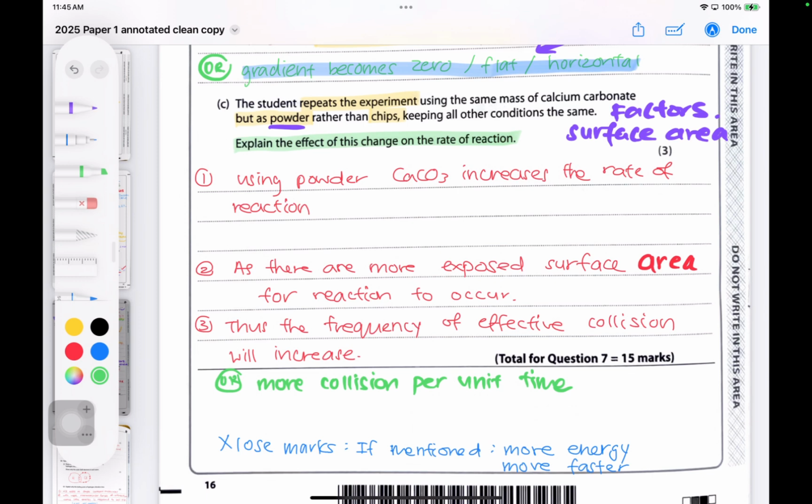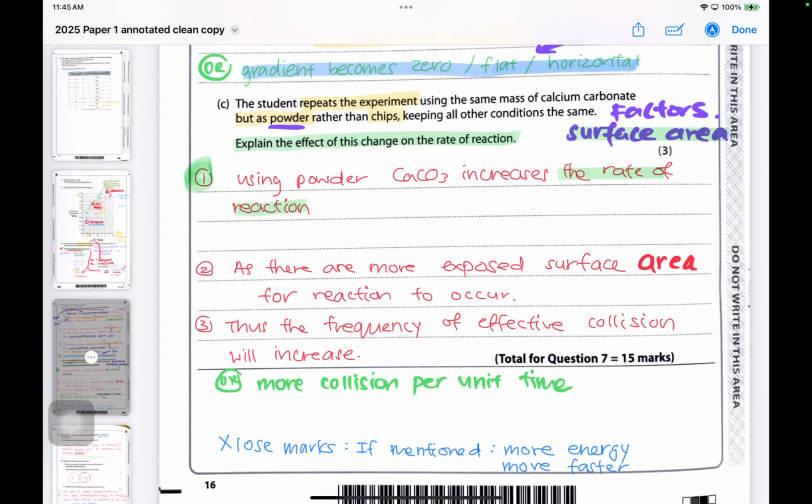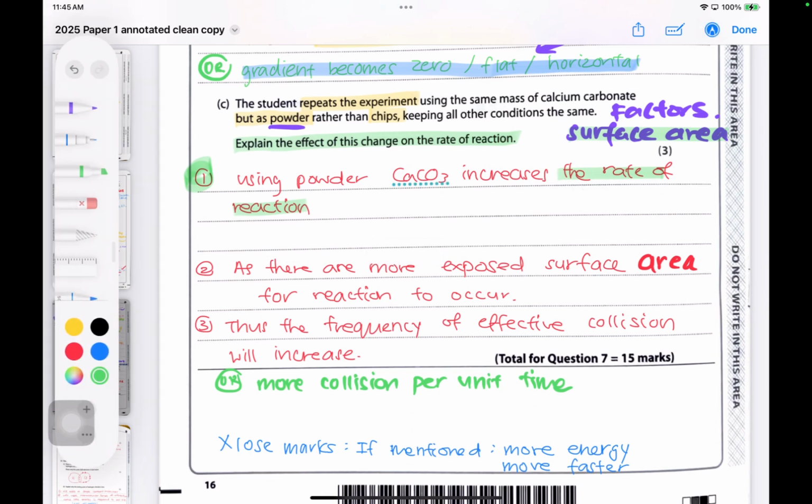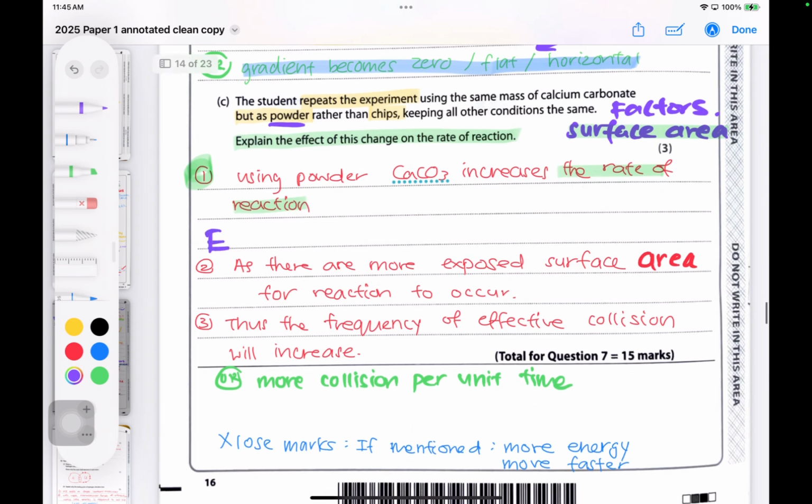Okay, explain the effect of this change on the rate of reaction. So most students know that when we increase surface area, the rate of reaction would increase. But again, the first statement is always the one that students tend to forget. Maybe they are in a rush to explain what comes under points 2 and 3, that they forget to explain in general what actually happened to the rate of reaction. Okay, so it increases. That alone is your first mark.